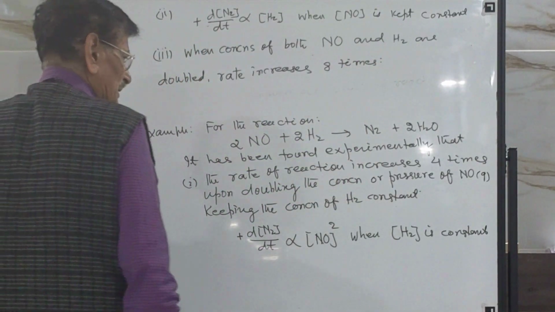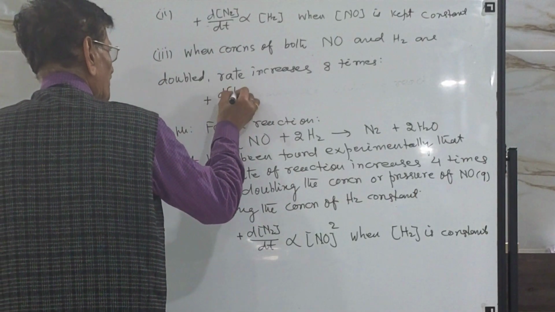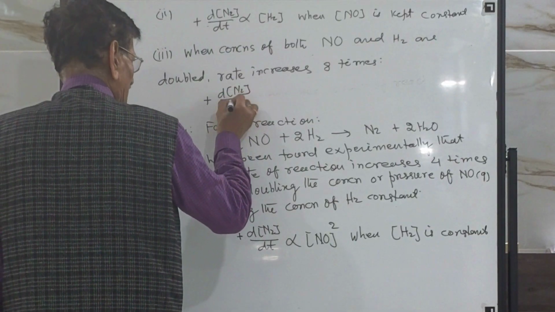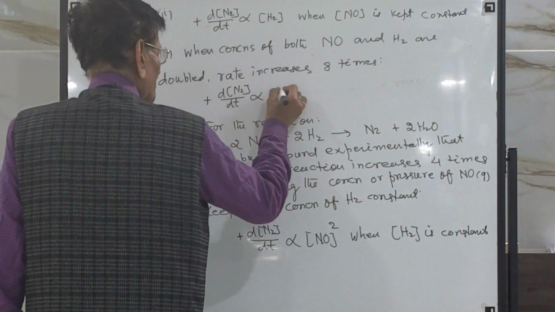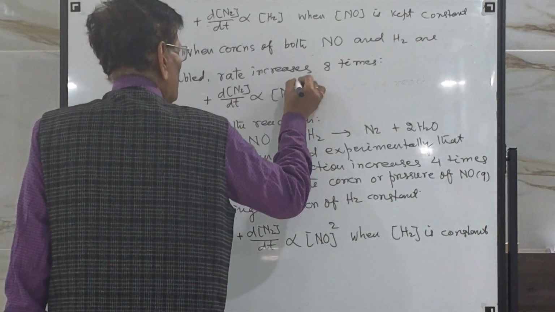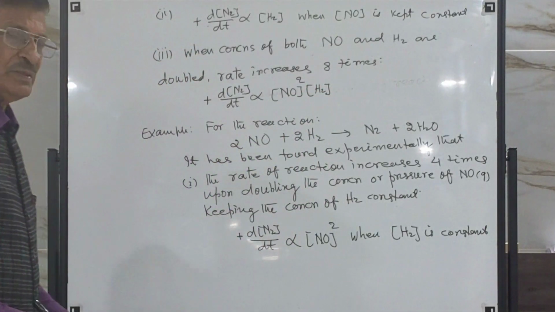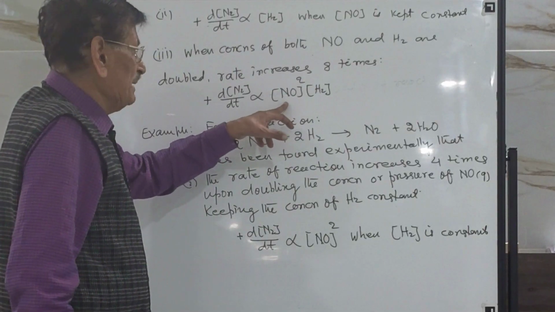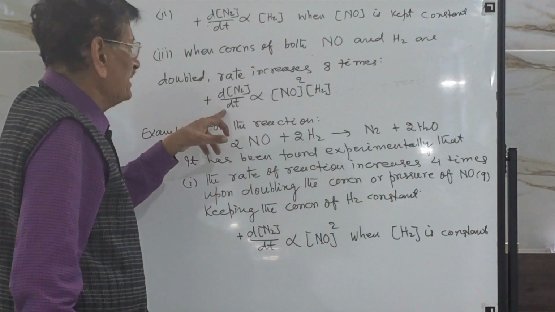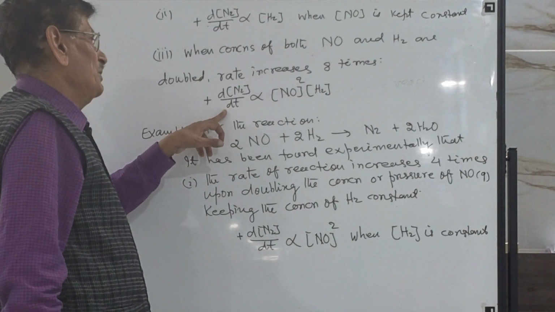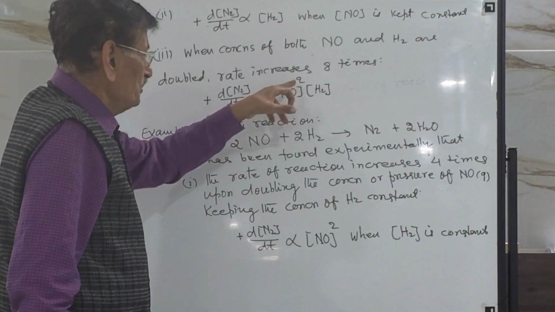This can be put in the following mathematical form: plus d[N2]/dt, that is the rate of formation of nitrogen, which is the rate of reaction, equals k times the concentration of NO to the power 2 into the concentration of hydrogen. According to this equation, if the concentration of NO is doubled, keeping the other constant, then the rate of formation of nitrogen will increase 4 times, because 2 squared is 4.